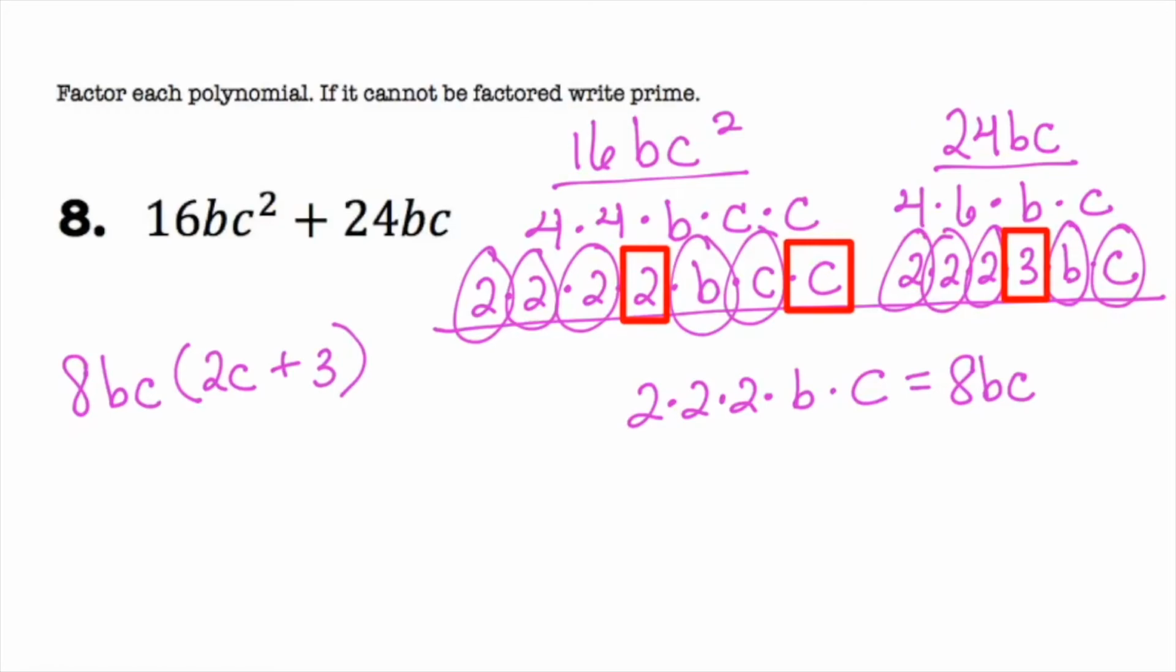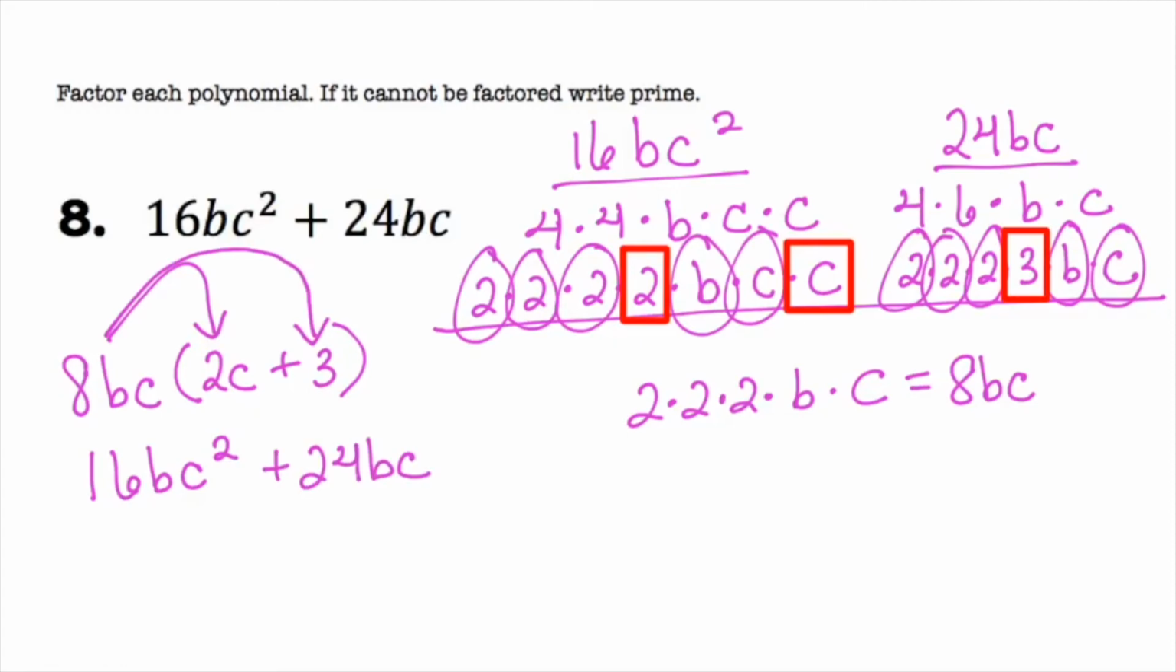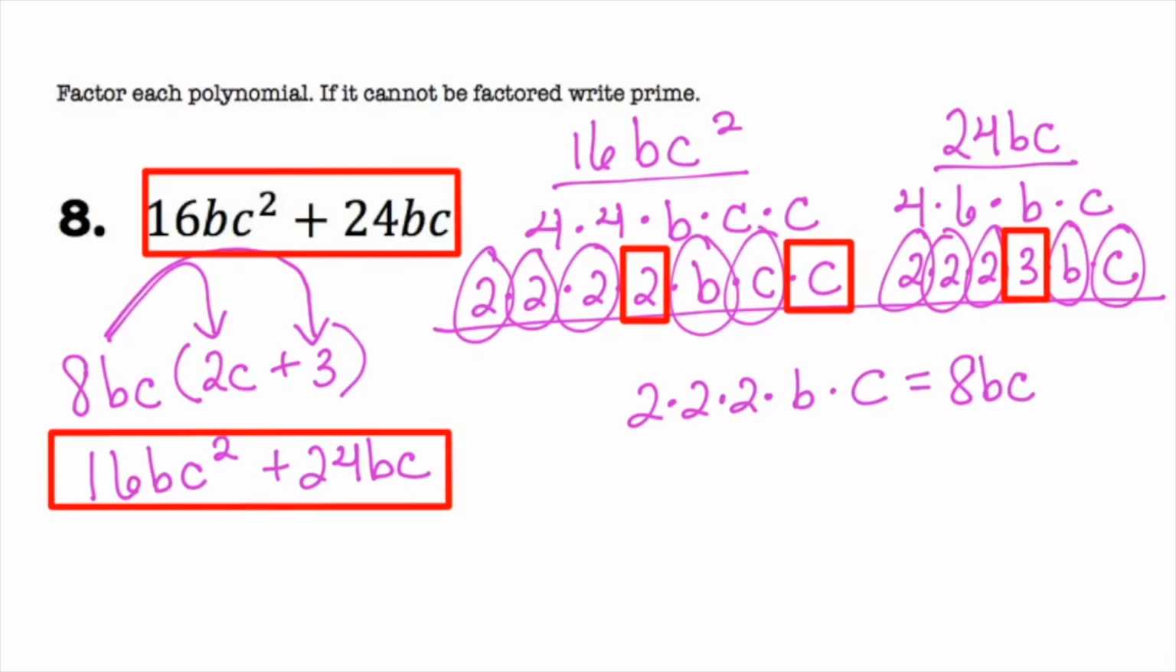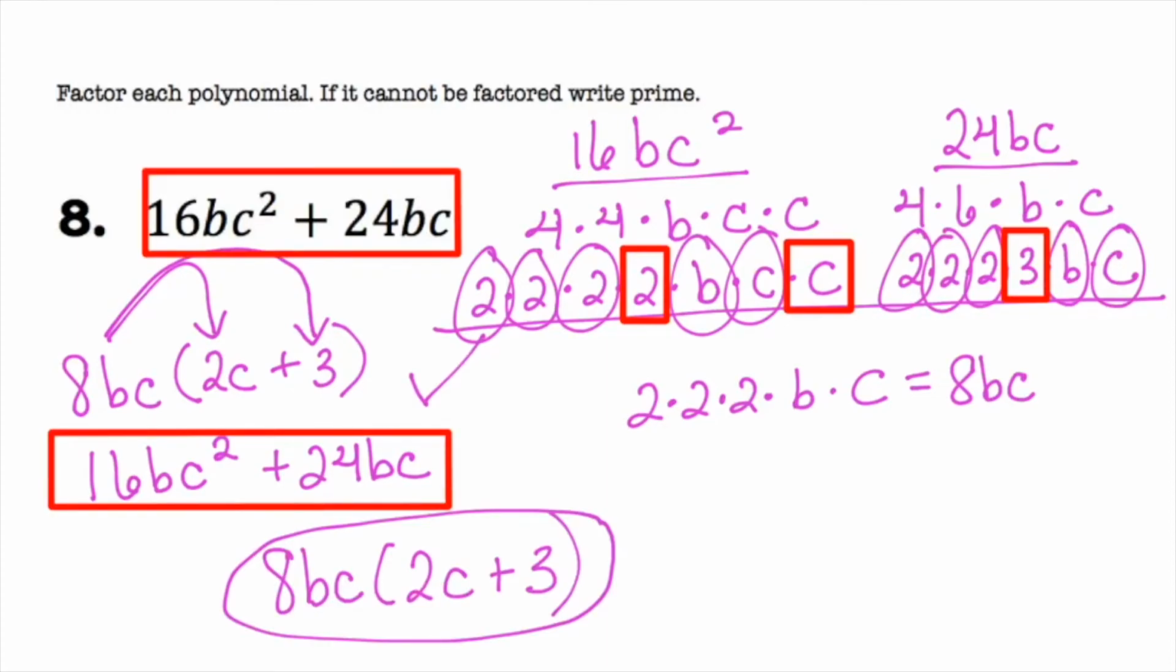So then let's check our work to see if we're correct. 8bc times 2c, so that's 8 times 2, which is 16. b times nothing, which is just b. And c times c is c squared. So that gives us our 16bc squared. And 8bc times 3, you just multiply the 8 and the 3, and you get 24, and then the bc just tags along. So 24bc would be your answer for that one. All right, let's see if it checks and matches the question, and it does. So our final answer would be 8bc times parentheses 2c plus 3.